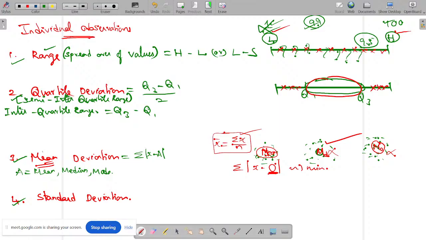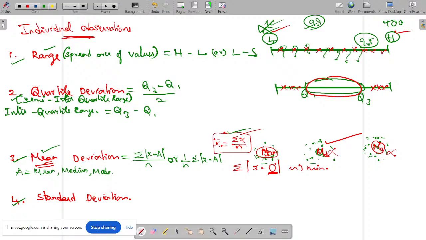Why we name this as mean deviation is because what is the mean formula? You add all the values, divide by n. Why do we divide by n? That will be a better representative. So that's why here also we add all the deviation values and divide by what? n. So I can have this formula like this: 1 by n, summation modulus of x minus A.